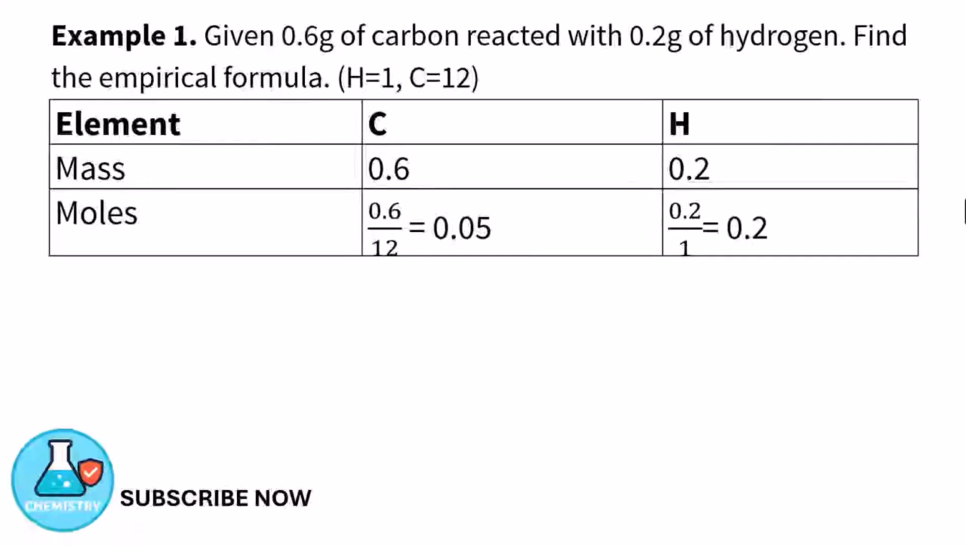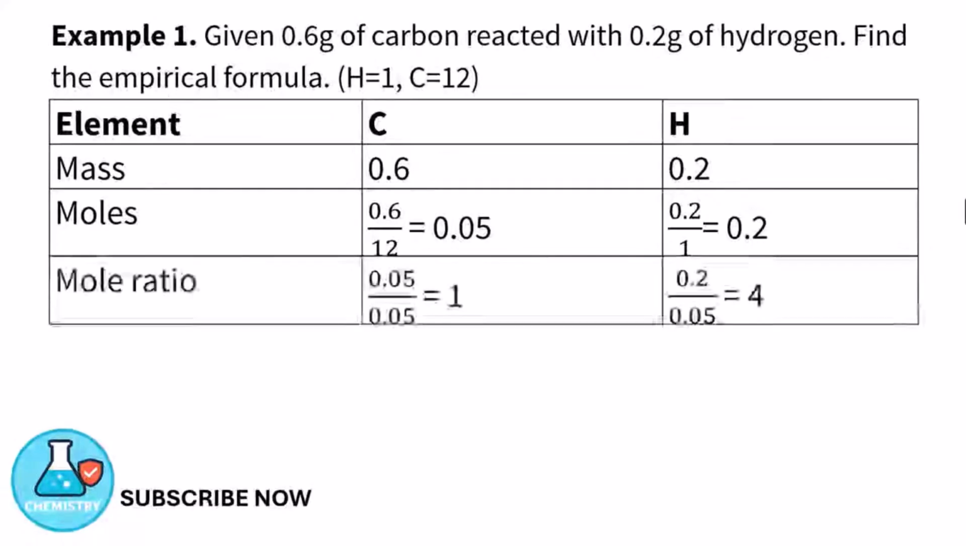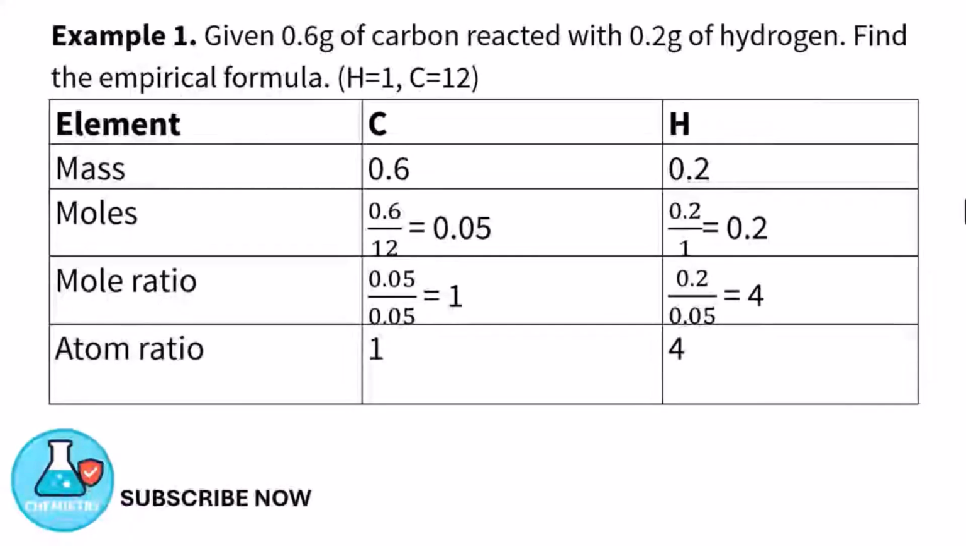For carbon, 0.6 divided by 12 equals 0.05. Also, work out for hydrogen. Mole ratio. Divide by the smallest number on both sides. Get the atom ratio, which is 1 to 4. This forms the simplest formula.